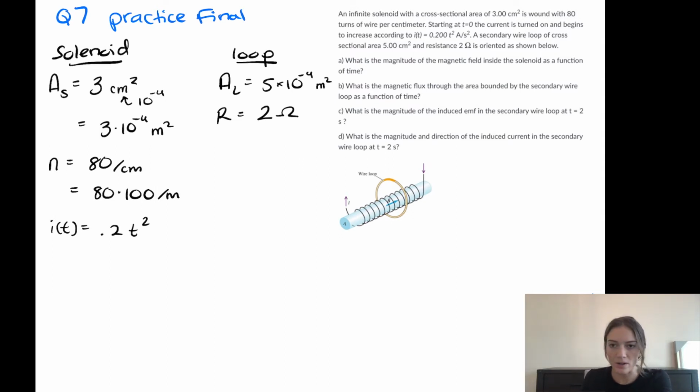So it's always a good idea to write all this stuff out at the top. It makes it a lot easier to grade. Now we have, what is the magnitude of the magnetic field inside the solenoid as a function of time?